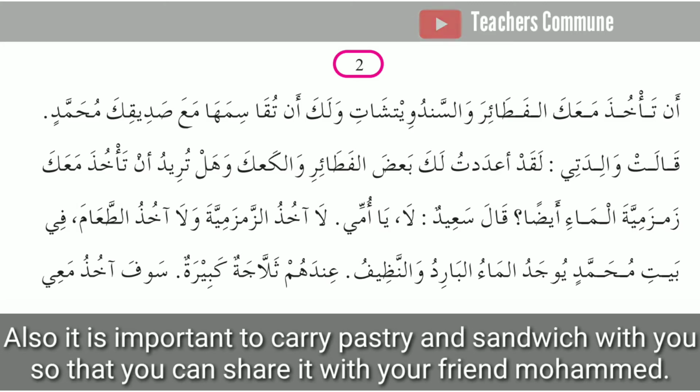And تأخذ معك, to carry with you, الفطاير, the pastry, والسندوشات, sandwiches. You know, yeah, it's your favorite. Yes, it's sandwich. ولك أن تقاسمها مع صديقك محمد. ولك. You have to carry with you the sandwich and pastry. Why? تقاسمها, to share, مع صديقك, with your friend محمد. So if you carry all these things with you, you can share with your friend Muhammad.